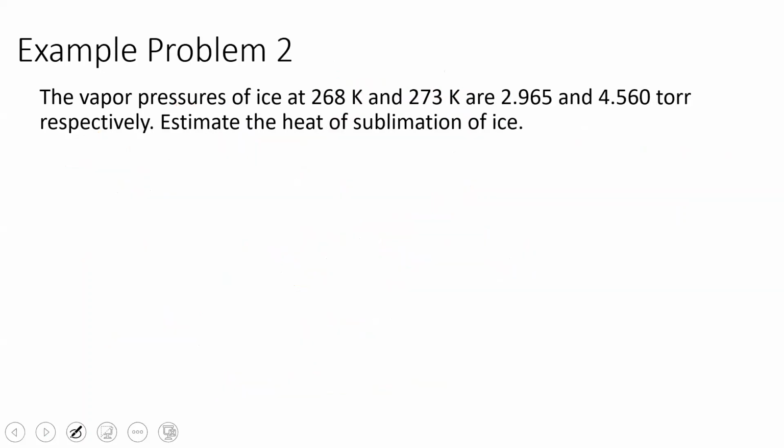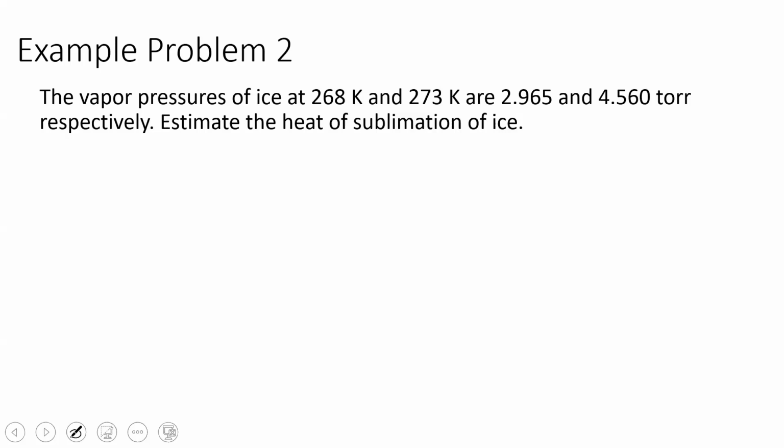All right, cool. Let's get into the next problem. This one reads: the vapor pressure of ice at 268 Kelvin and 273 Kelvin are 2.965 and 4.560 torr respectively. Estimate the heat of sublimation of ice. Here we're given two pressures, two temperatures, and of course we have R. So what we're solving for is our delta H.